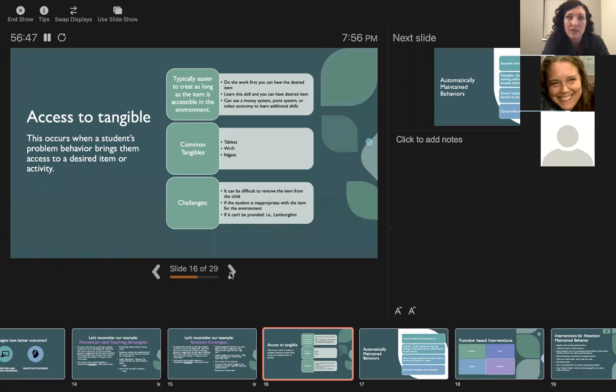And we know that we may be reinforcing problem behavior, but at the time we're needing the child to sit down. So access to tangible can be typically easier to treat as long as the item is accessible in the environment. So we can easily do things like do the work first, then you can have the desired item. So if the desired item is not accessible, maybe, I don't know, it's an inappropriate video game or tablet game, or they want access to their phone, but we've got some school policies where we are not allowing that kind of access. So as long as it's something we can provide, it's reasonable to provide, it can be easier to treat this function.